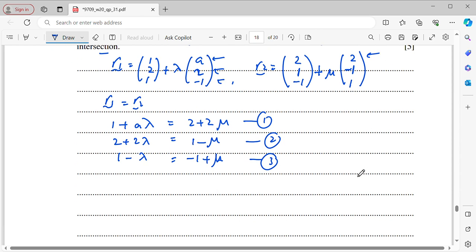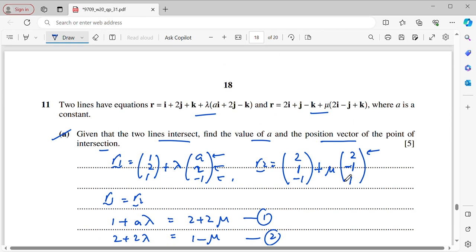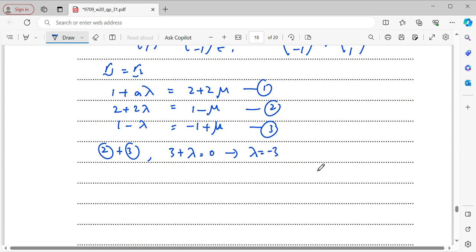So now I will use second equation plus with third equation. For the left hand side, 2 plus 1 is 3. 2 lambda minus 1 lambda is plus lambda. For the right hand side, you will get 0. Okay, that means now my lambda is minus 3. Because the question says they are intersecting, it means that I just need to find two unknowns. From the lambda and mu, then later I can just substitute into the first equation to get the A.